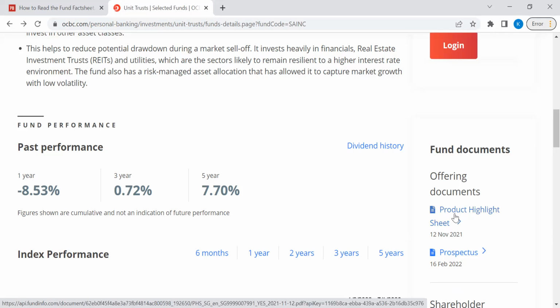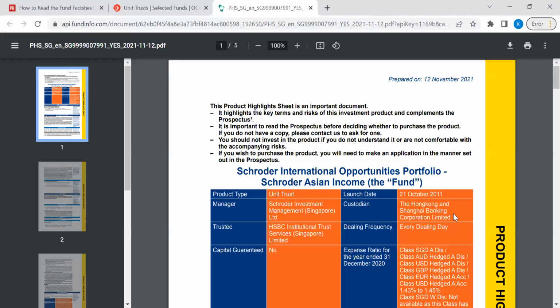So without further ado, let's click into the product highlight sheet. This product highlight sheet is an important document, of course, we know. We also focus on the date first. Usually what they provide should be the latest product highlight sheet. So 12th November 2021. It's now July 2022.